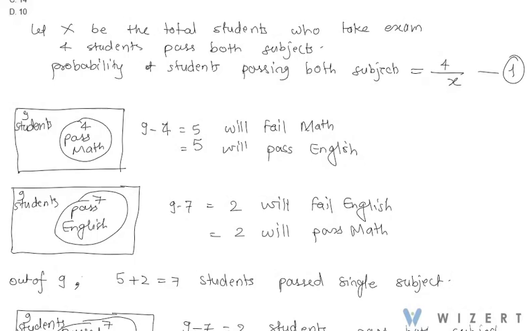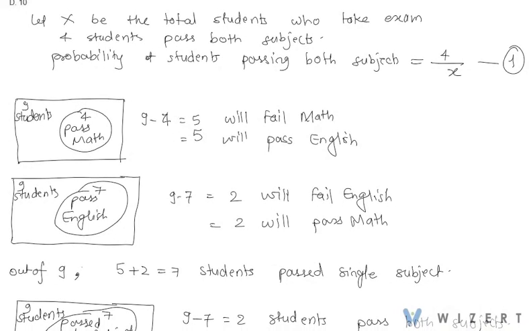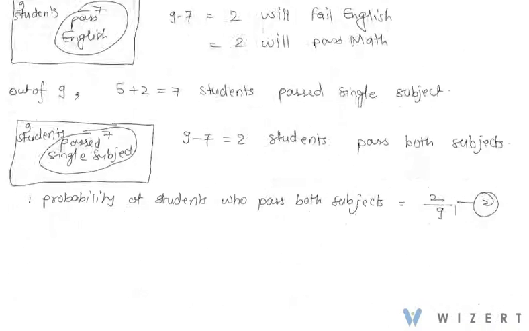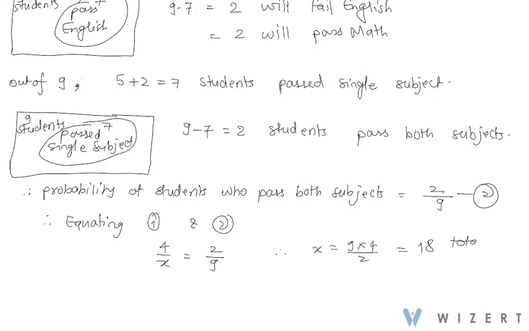Now let's revisit our equation. Here we had found out that the probability of students passing both subjects is 4 by x in numbers. So we can equate these two. Equating 1 and 2, we get 4 by x equal to 2 by 9. Therefore, we get x equal to 9 into 4 by 2, which is equal to 18 total students.